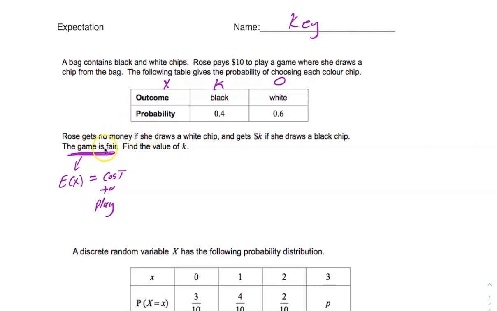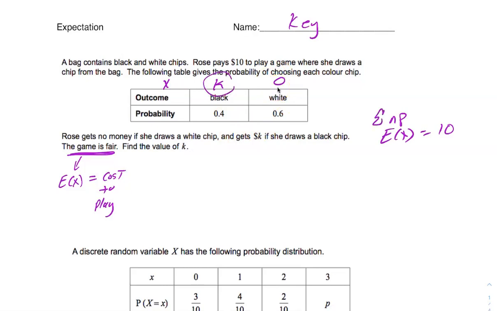So again, all we have to do is it's a fair game. So let's talk about this. We pay $10 to play. So my expected value should equal the cost, which is $10. Now how do we find expected value? The formula from your formula sheet is the sum of N times P, which all means is you multiply the value of each chip times its probability, and then you add them up. That's all it is.